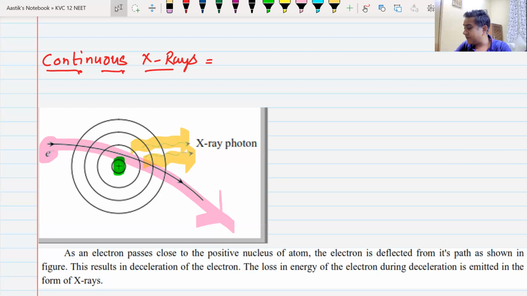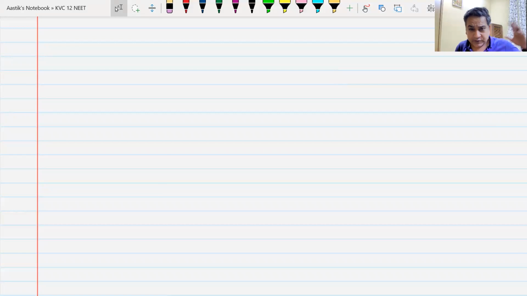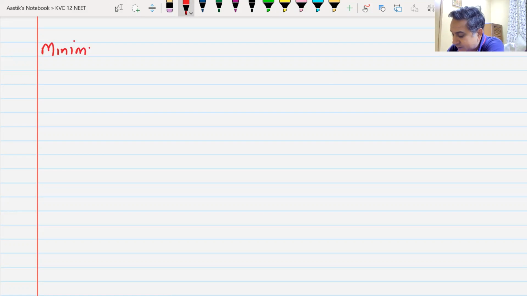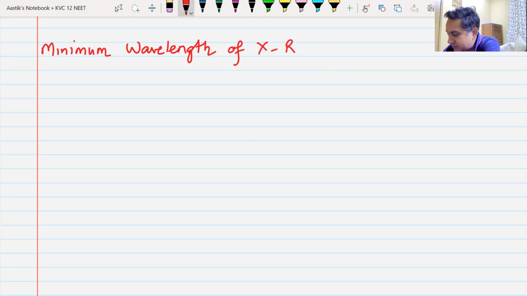So now you have these continuous X-rays. These X-rays are continuous because we have all types of wavelengths coming above a certain minimum wavelength. So the next heading that we are going to write is minimum wavelength of X-rays. And whenever we're talking about minimum wavelength of X-rays, we are talking about minimum wavelength of continuous X-rays.